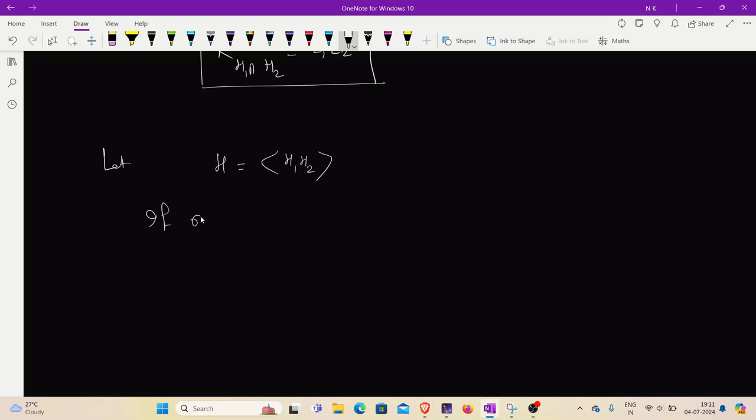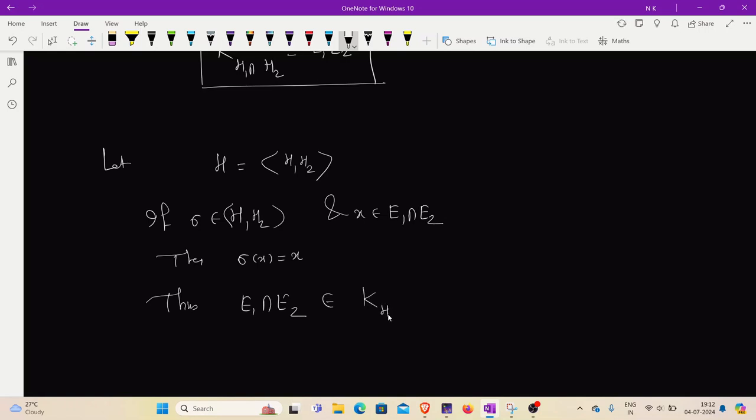So firstly, if sigma belongs to the subgroup generated by H1 H2, and we take any x belonging to E1 intersection E2, then sigma of x equals x, because x is in E1 and x is in E2. If x is in E2, then H2 fixes E2, and if x is in E1, then H1 fixes E1. So definitely sigma of x is going to be x again. Thus E1 intersection E2 is contained in the fixed field of H, the subgroup generated by H1 H2.